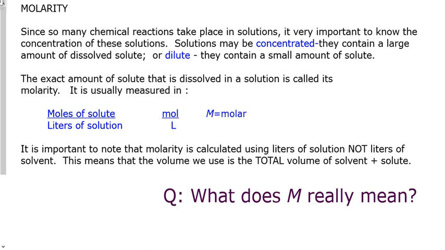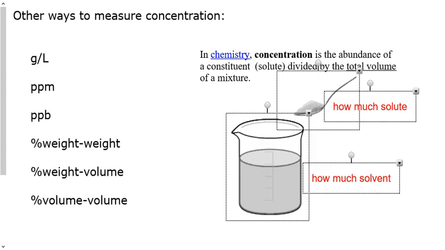And that simplifies to moles per liter, and of course chemists have shorthand for everything. We will often call that molar. Molar is a shorthand. It means moles of solute per liters of total solution, not liters of solvent. So let's talk a little bit more about what that means here in just a minute.